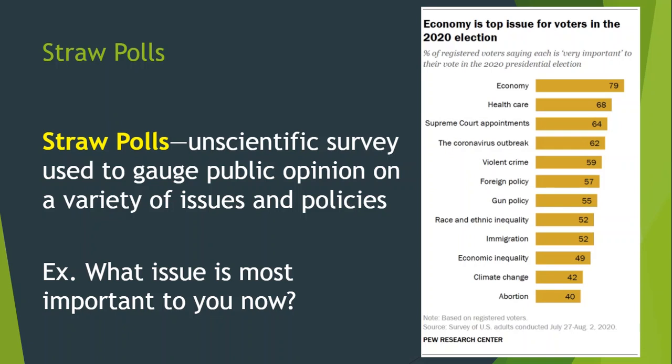You can see here the economy was the number one issue, but then you also have healthcare and Supreme Court appointments and the coronavirus. Those are all up there as well. So you may see people focusing more on these issues than on something, unfortunately, like climate change or a woman's right to choose, right? Which are kind of at the bottom of this list.